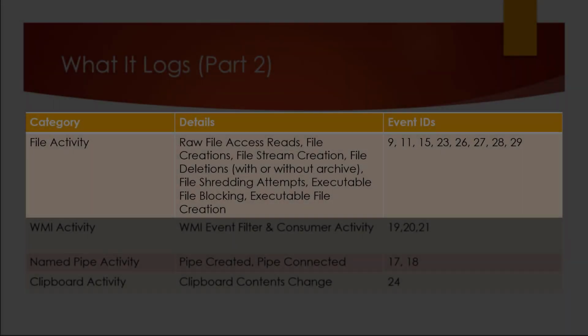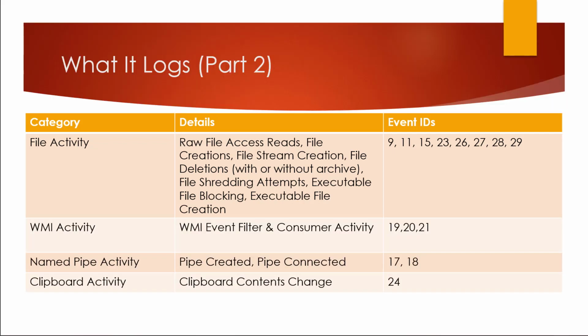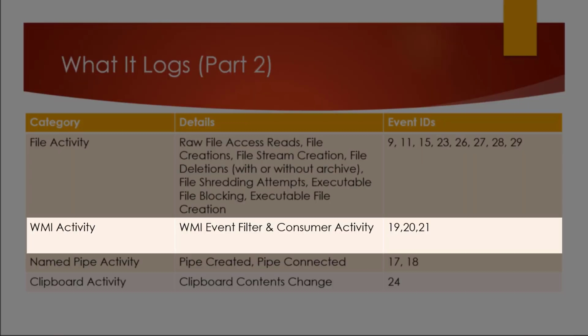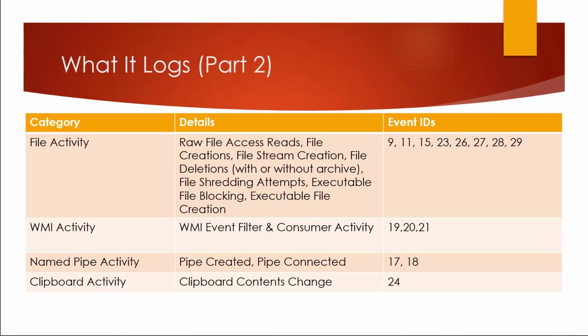It can track and block file deletions, track and block secure file deletions, detect direct attempts to read from the file system using raw access techniques, and notice the creation of new executable files. It can also log attempts to register malware using WMI event filters and consumers, note inter-process communication between programs using named pipes, and spot when the user clipboard changes.